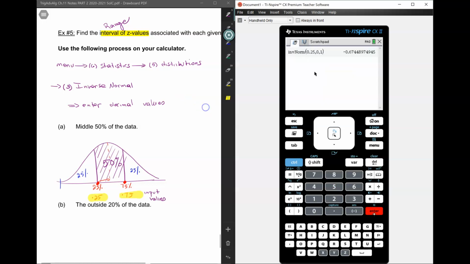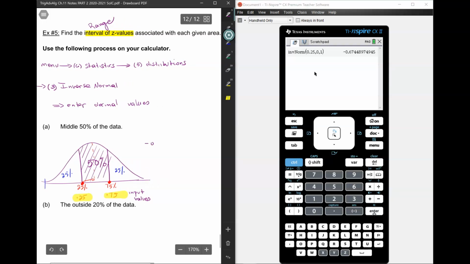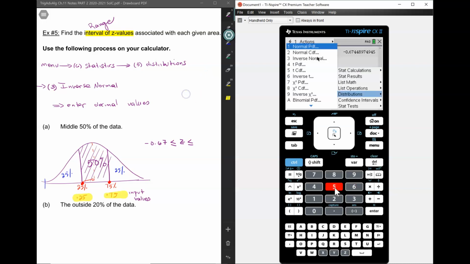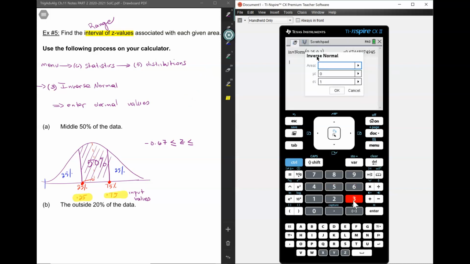Press enter twice. And look, you've got that number, negative 0.67. This is a z-score. So how many decimal places? 2. Yes. So this is negative 0.67, and we're going to do the less than or equal to symbol. So z is less than or equal to, and now you're going to do the process again. Menu, 6, 5, 3. Now the second number, 0.75.